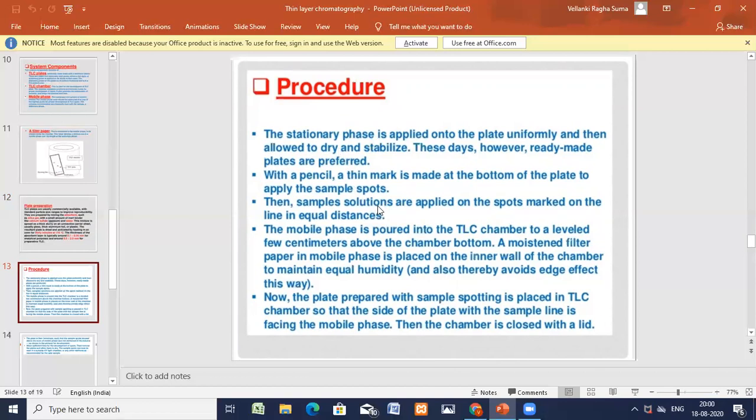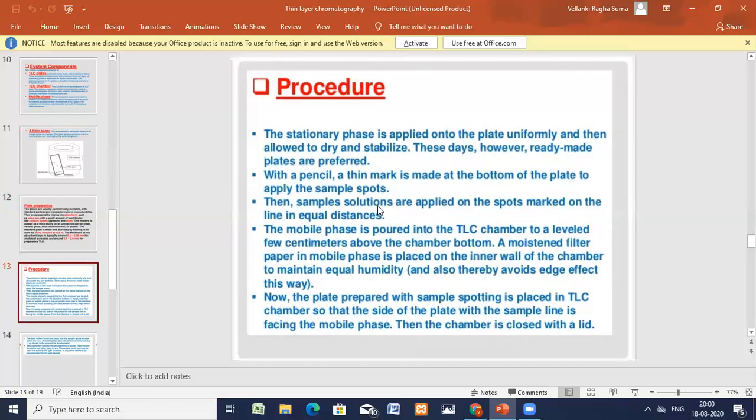The development chamber is made of glass, and the plate is placed at an angle of 45 degrees. The bottom of the tank is covered with nearly 1 mm height of solvent, and three sides of the chamber are lined with solvent impregnated papers. The top is covered with the lid. The entire chamber is saturated with solvent.